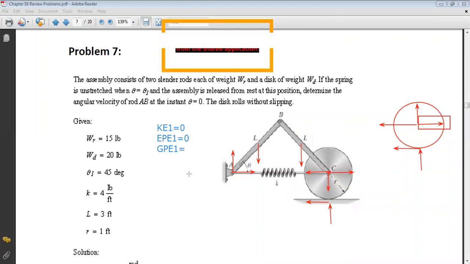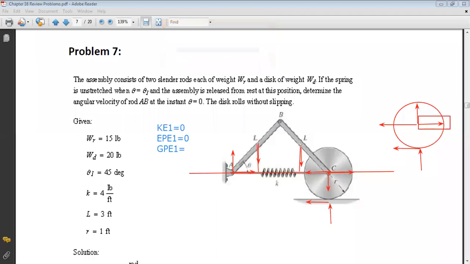This is my reference line. As your friend said, it's a good choice because the gravitational potential of the disk will be 0. So I only have the gravitational potential of bar 1 and bar 2. And always remember that gravitational potential is for the position of point G, which is the center of mass. I cannot take the position of B or A. A lot of students take the extremity. It's wrong. They say that gravitational potential is mg times this distance. No, you should always take the position of the center of mass.